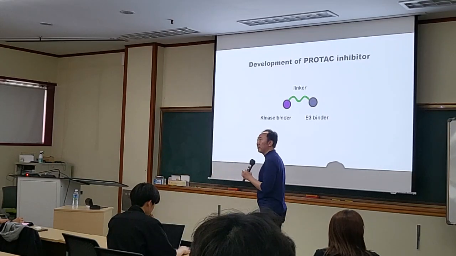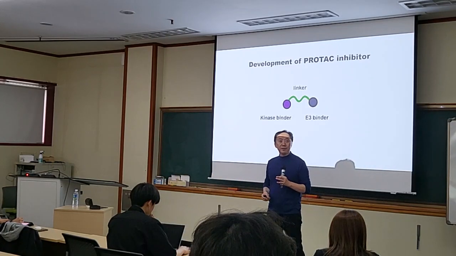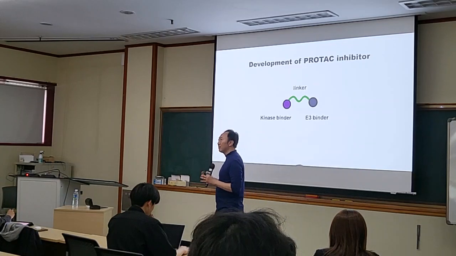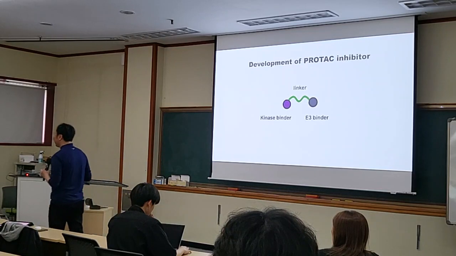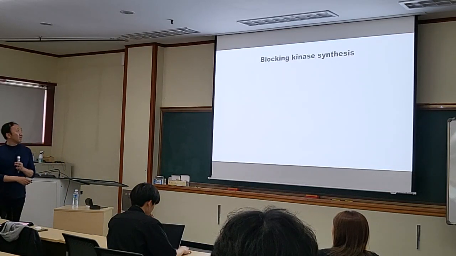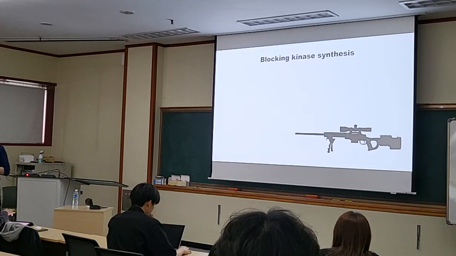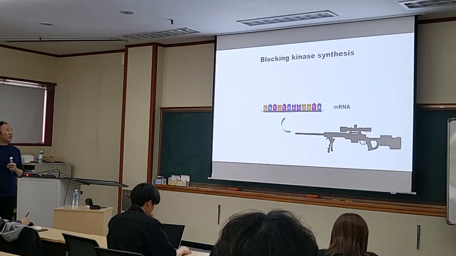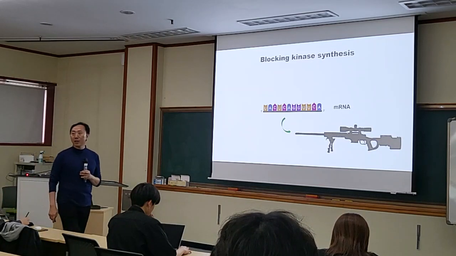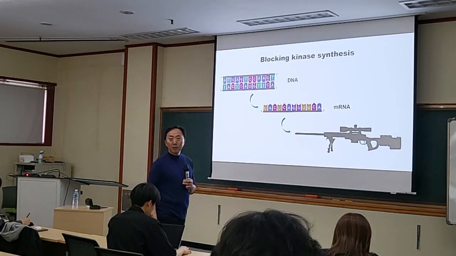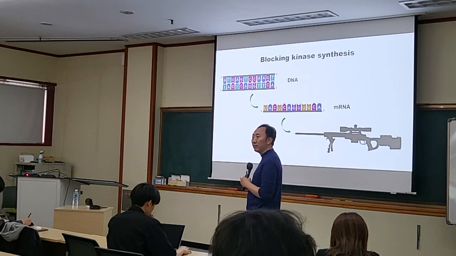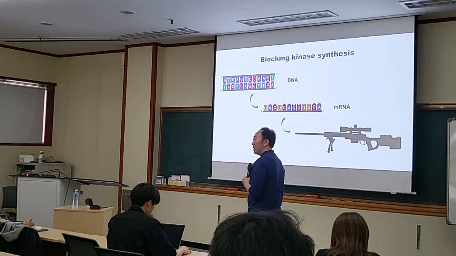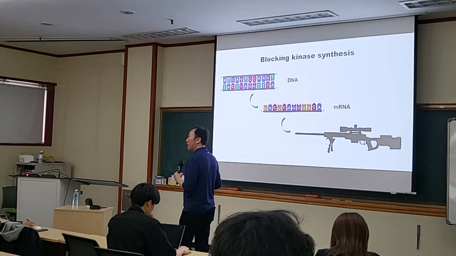Now, the third method. One is blocking the function. Another is breaking the machine. What can be the third way? Blocking the kinase synthesis. Don't let it be made. How? We can think that protein is made by mRNA, and mRNA is made by DNA, right? If you hijack those signals, with an mRNA attack or DNA attack, then they cannot make this kinase.